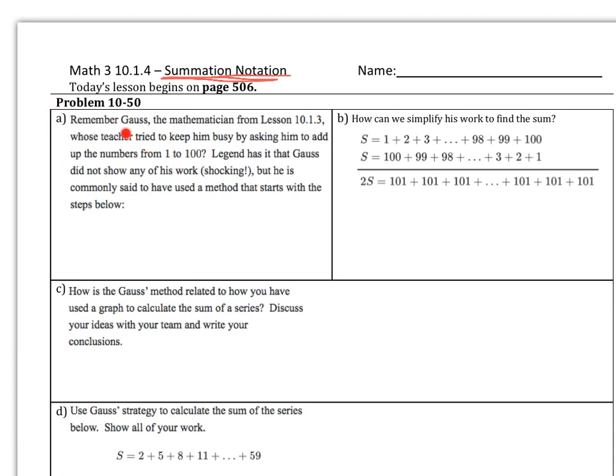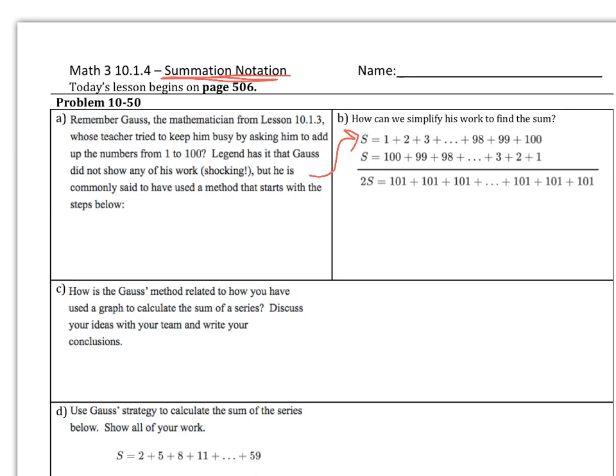So remember Gauss, the mathematician, whose teacher tried to keep him busy by asking him to add up the numbers from 1 to 100. Legend has it that Gauss did not show any of his work. Shocking, but he is commonly said to have used a method that starts with the steps below. Below, actually, to the right. So I tried to reformat this paper really quickly so that it was easier to do guided notes with. So your copy doesn't have the actual problems written out on them, but I wanted you to be able to quickly read along with me without the use of your book.